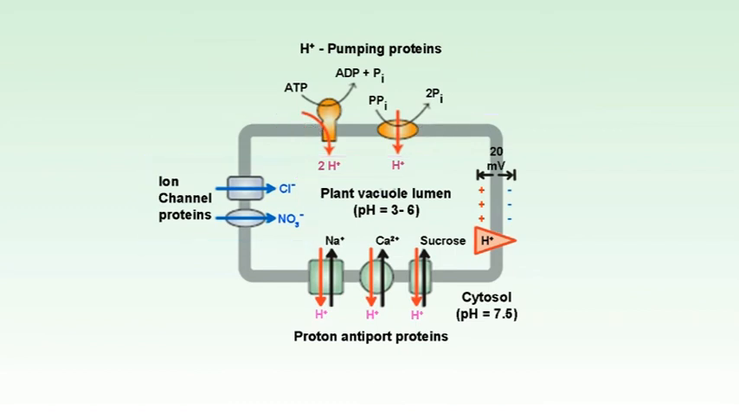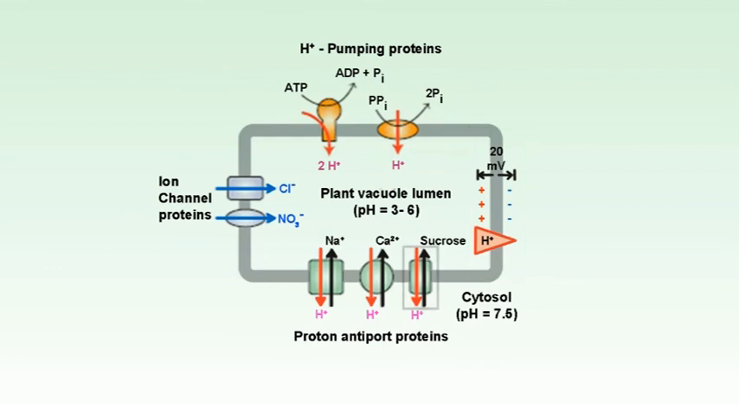The vacuolar membrane also contains chloride ion and nitrate ion channels that transport these anions from the cytosol into the vacuole. Entry of these anions against their concentration gradients is driven by the inside-positive potential generated by the proton pumps, or the hydrogen ion pumps.